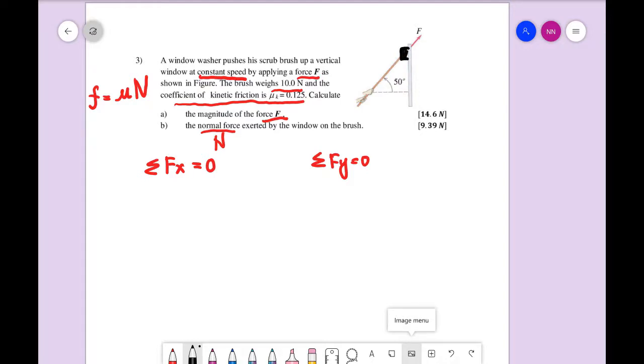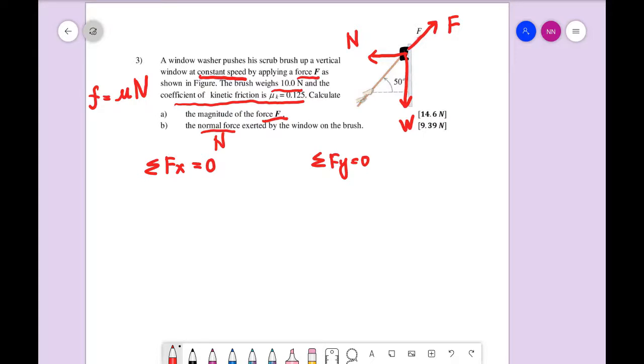Okay, and then this brush has weight, of course, vertically downward, and then it has force F here, and then it is in contact with the window, so it has normal force perpendicular to the window surface, at 90 degrees. Okay, say that the coefficient of friction is given, that means this window has friction.